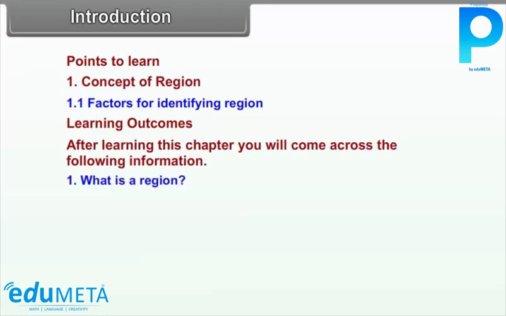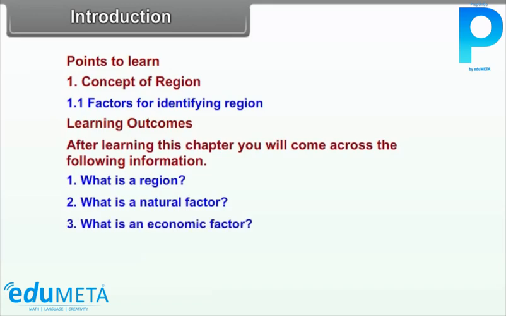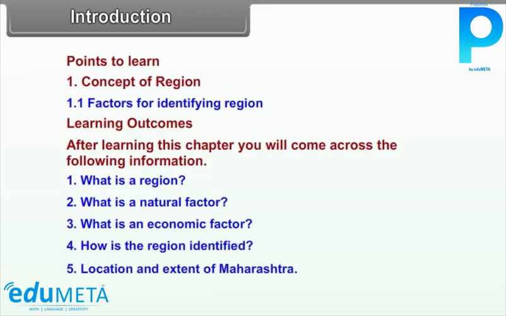1. What is region? 2. What is a natural factor? 3. What is an economic factor? 4. How is a region identified? 5. Location and extent of Maharashtra. 6. Maps providing regional information.